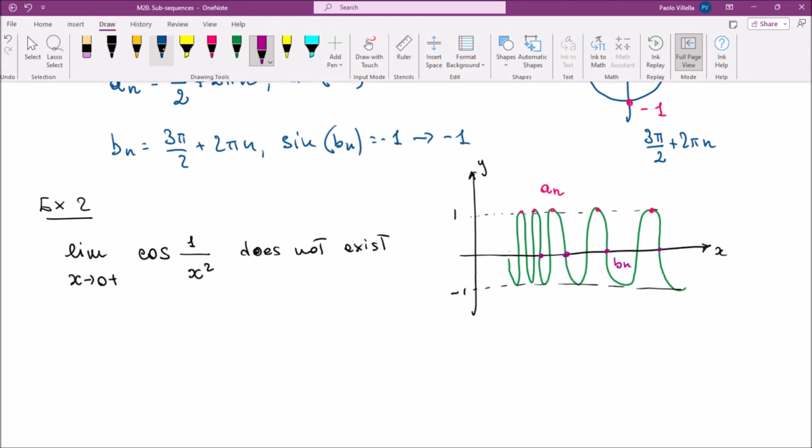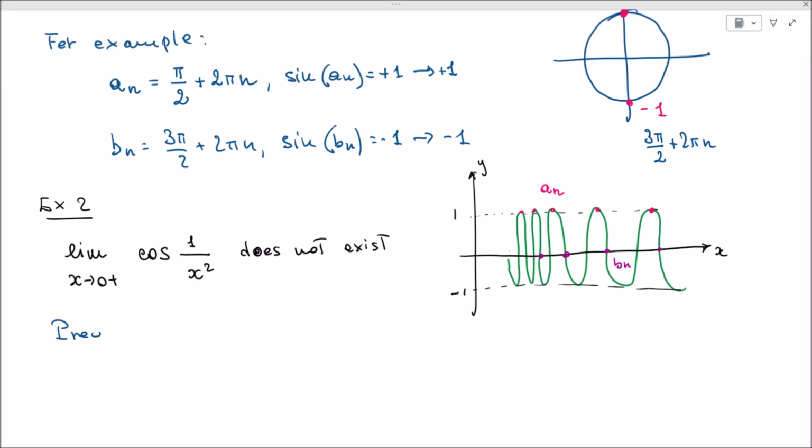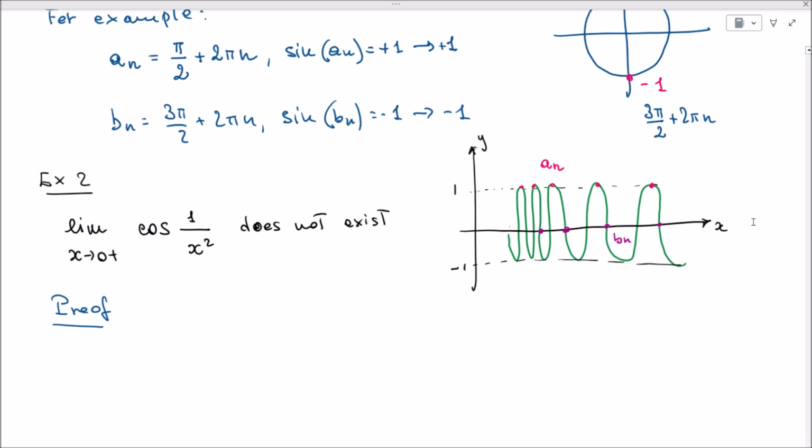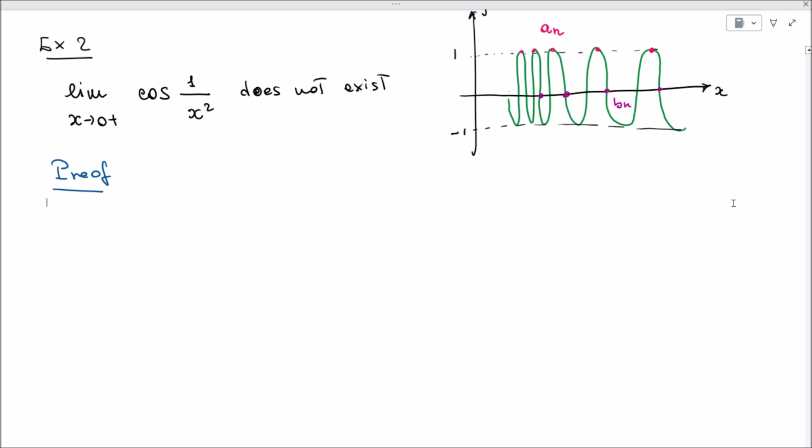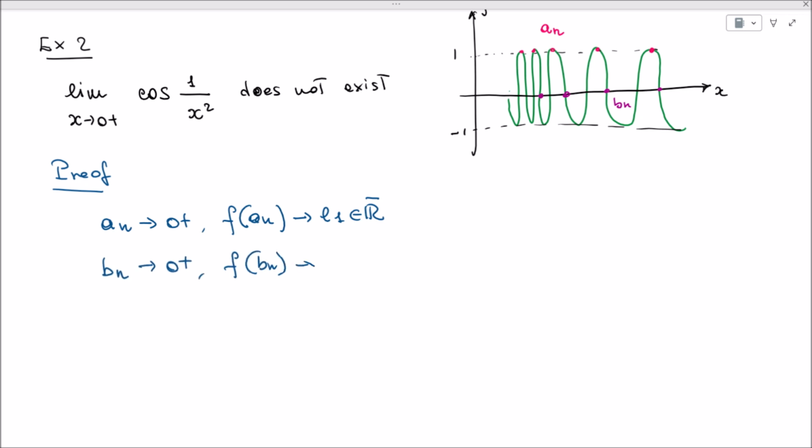Now let's prove that indeed this cosine of 1 over x squared has no limit. By the theorem, we know that we need to find an that tends to 0 plus, such that f of an tends to some limit L1 in the extended real line. Another sequence bn that tends to 0 plus, such that f of bn tends to L2 in the extended real line, and we need to have that L1 is different from L2.